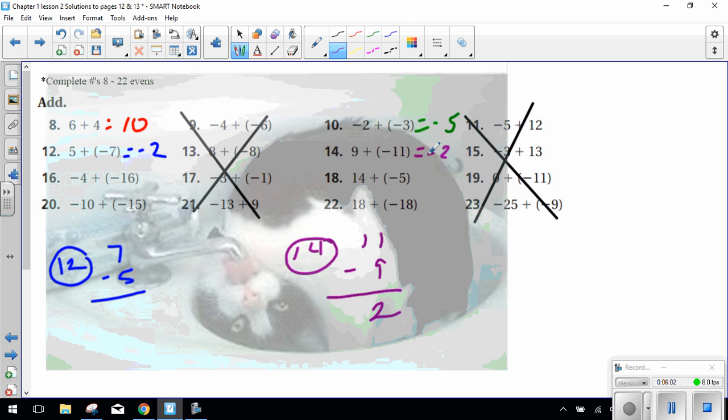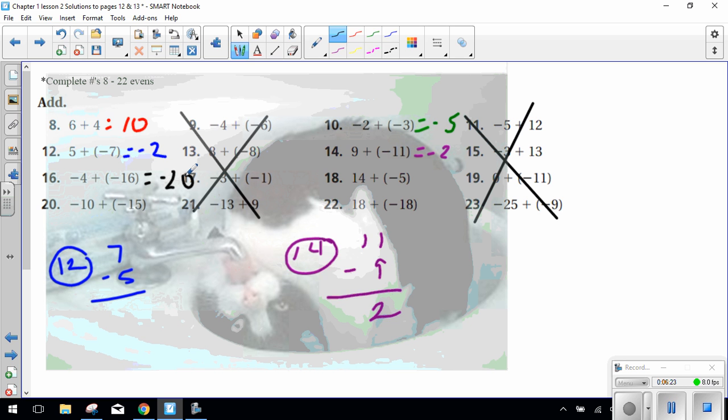Okay, let's go to number 16 here. In number 16, if you notice, both of these signs are negative. We are adding a negative 4 and a negative 16. So we're going to keep the common sign and add to get 20.